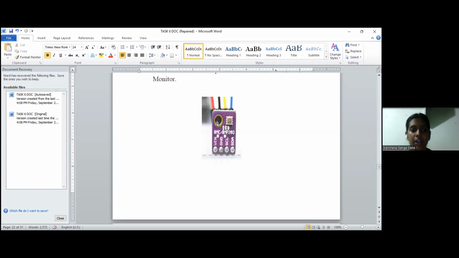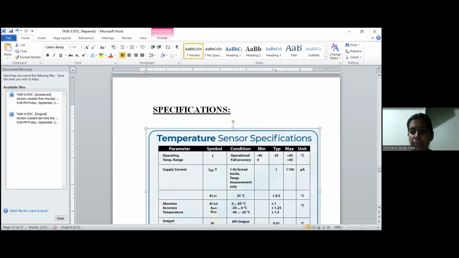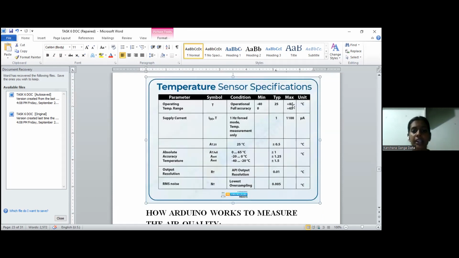This is the diagram which we have already seen in the circuit. And there are some temperature sensor specifications. The operating range should be minus 65 to 85 degrees centigrade. It is measured in degrees centigrade. Supply current should be up to 1100 microamperes, and absolute accuracy for temperature should be plus or minus 1 to 1.5 degrees Celsius when compared to 65 to 85 degrees Celsius. Resolution should be very low, just 0.01. RMS noise levels also should be very low because, as it has the lowest oversampling, it should have minimum noise, right? So it has 0.05 degrees Celsius.